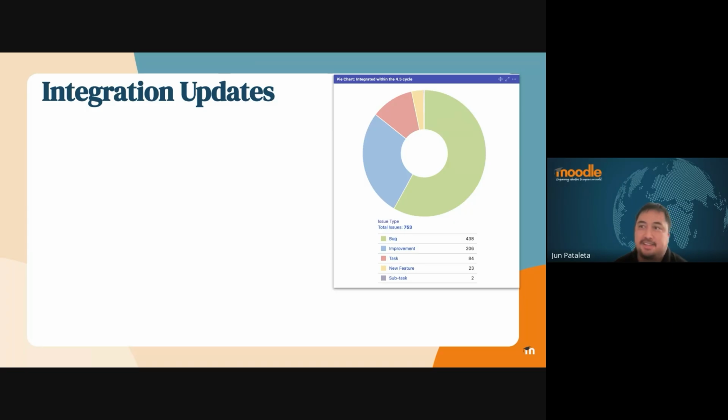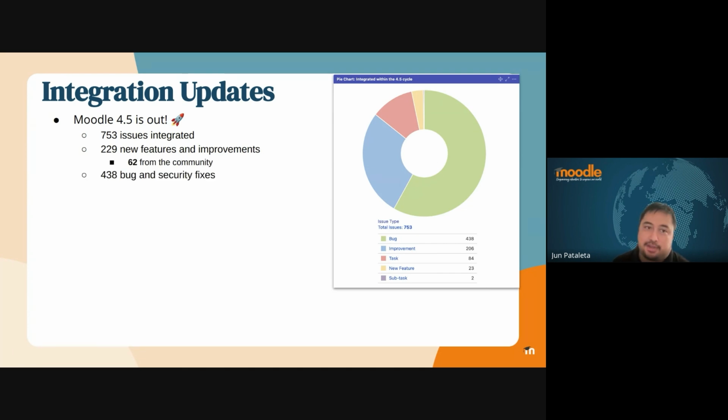And as we all know, we just released Moodle 4.5 yesterday. So just to add to Marie's impressive numbers, during these past 6 months of the 4.5 development cycle, we successfully integrated 753 issues. Moodle 4.5 basically contains 229 new features and improvements, of which 62 are from the community. We also fixed 438 bugs and security issues in all supported versions of Moodle. 120 of these also come from the community.